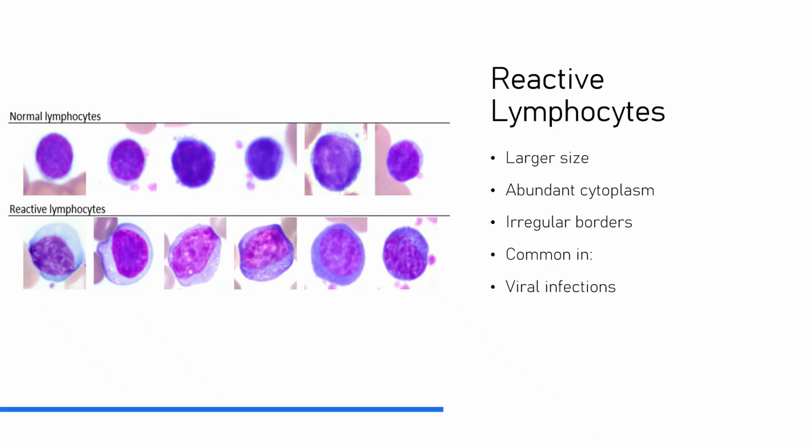From a smear interpretation standpoint, recognizing reactive lymphocytes is important because they can sometimes look dramatic under the microscope. But remember, dramatic does not necessarily mean dangerous. Sometimes it just means the immune system is doing exactly what it's supposed to do.